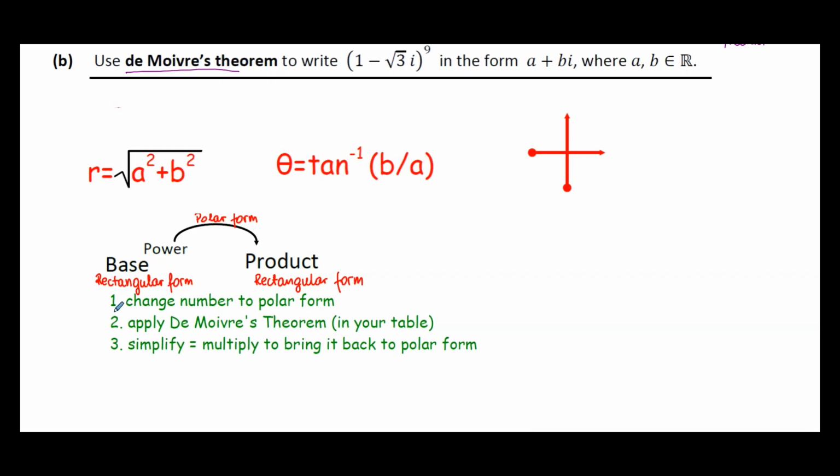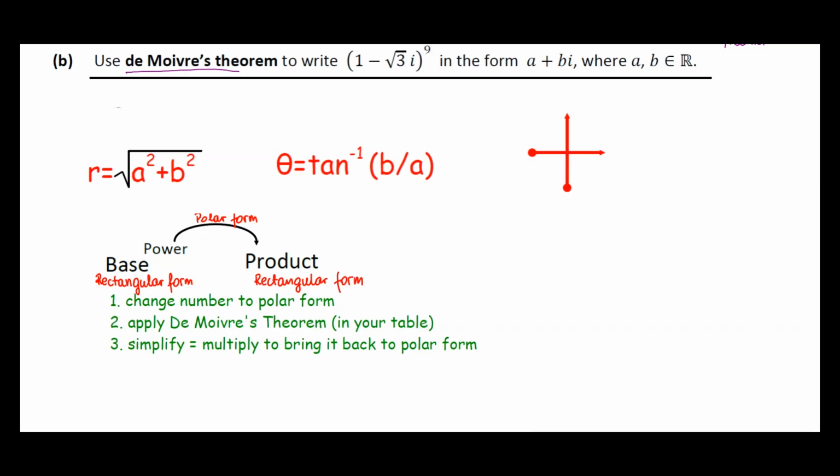So how do we do it? First, we change the number to the polar form. Once we do that, we apply the theorem that is in our table, and then we simplify. Basically, we are going from polar back to rectangular. So that's the main idea. How do we change a number from rectangular form to polar form? Those are the 3 elements that we have to find.